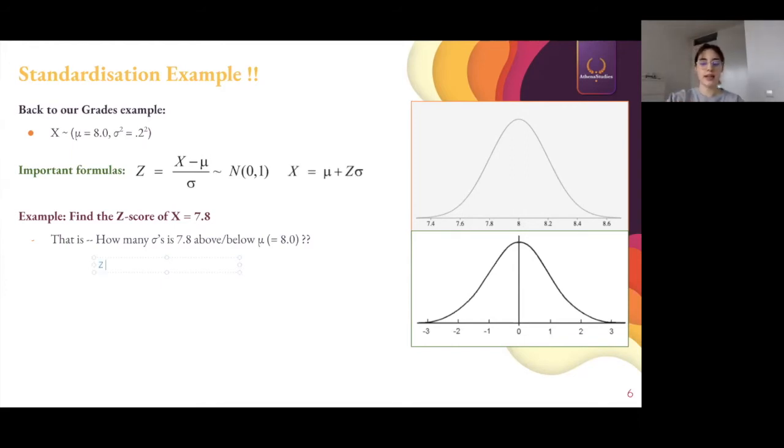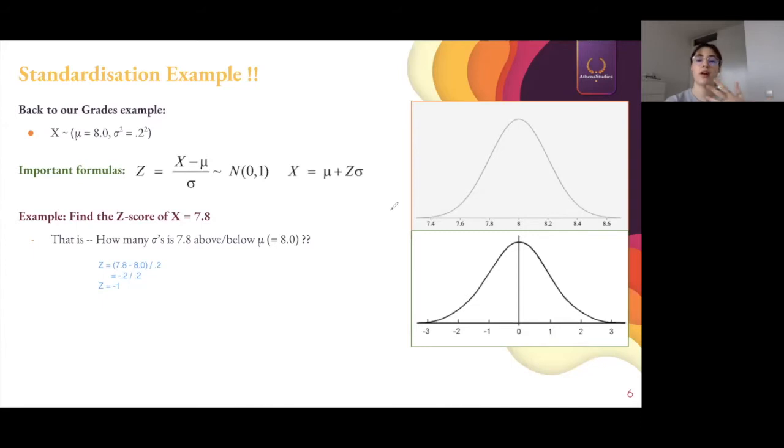So we use the left formula, the z equals formula. We were given 7.8, so that's our x. Then we subtract mu, which was 8.0, which they gave us. And then we take all of that and divide it by the standard deviation, which is 0.2, which is another thing they gave us. So 7.8 minus 8.0 is negative 0.2. Divide that by 0.2, and we get a z-score equal to negative 1. So that's exactly how you would solve this type of problem.